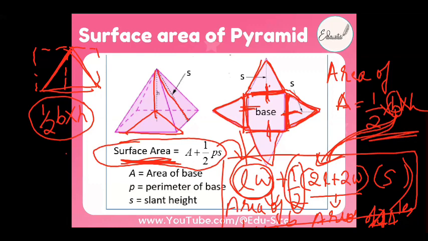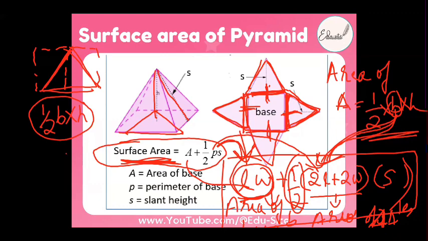Plus half into P. What is P here? P is the perimeter of the base again. Perimeter of the base is 2 times the length plus 2 times the width, into the slant height. You should not consider h, but you are going to consider the slant height, right? So area is calculated as LW, perimeter is calculated as 2L plus 2W, correct? Understood? Any doubts in this?